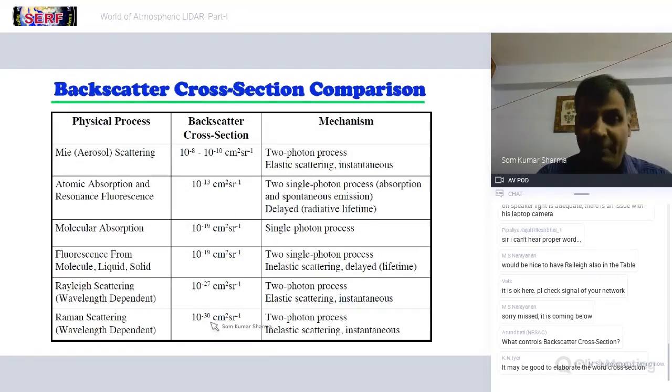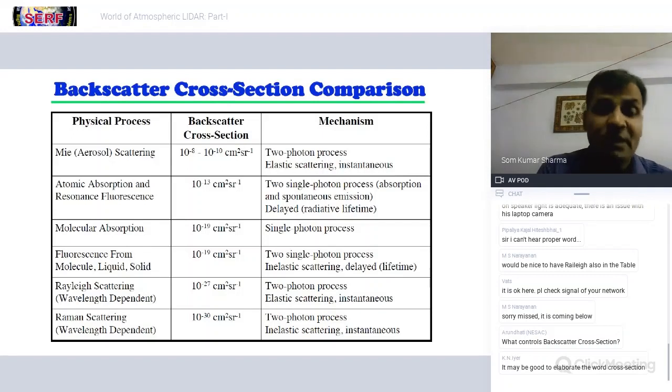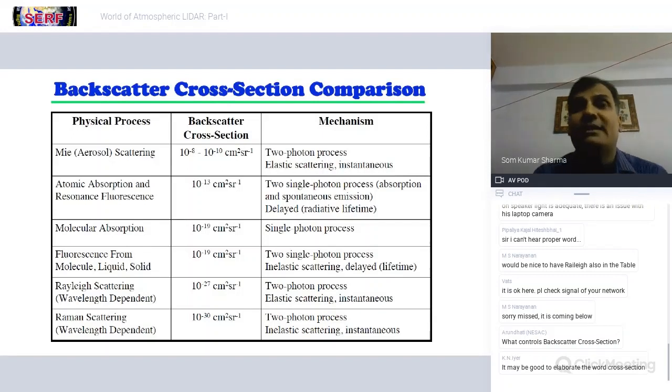And here again you remember, the Raman scattering cross section is 3 to 4 orders of magnitude smaller than Rayleigh scattering. So if you see Mie scattering 10 to the power minus 19, Rayleigh scattering 10 to the power minus 27, and Raman scattering 10 to the power minus 30 or even lower, 10 to the power minus 32 or so. So getting a signal through Raman scattering is extremely difficult. Okay, and I will describe these things in detail in my coming slides.